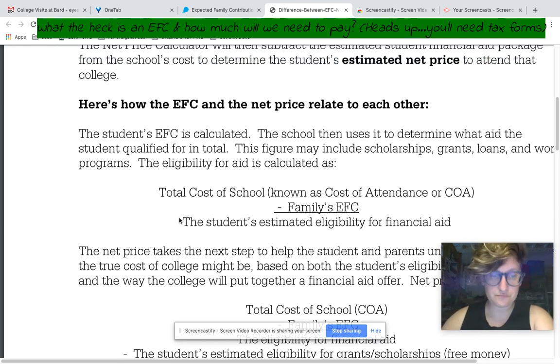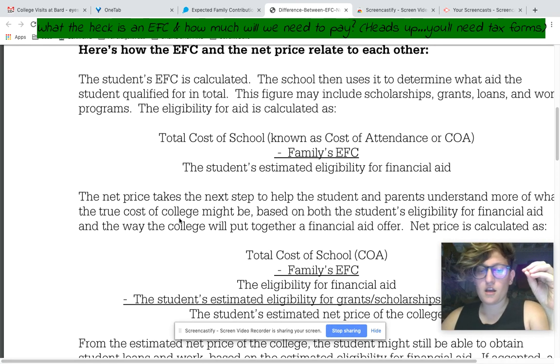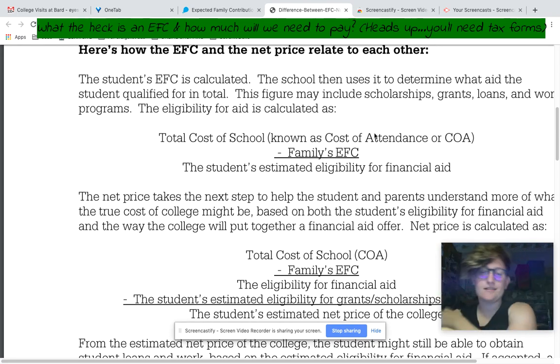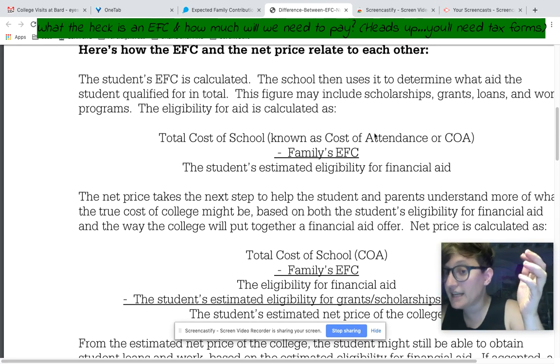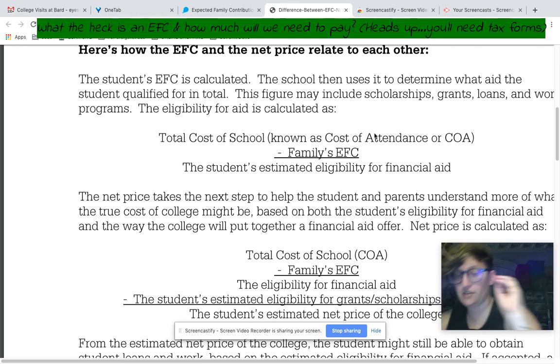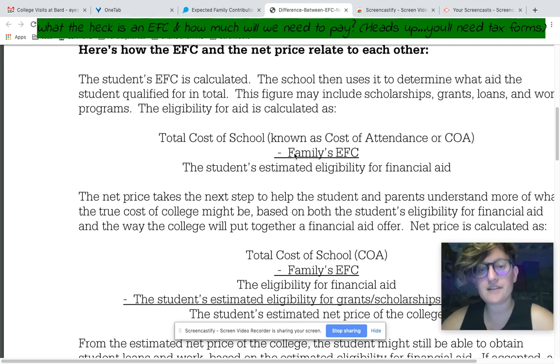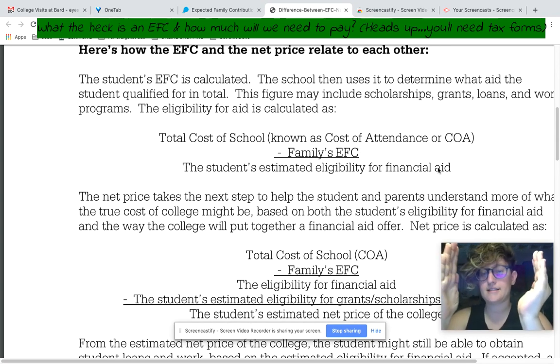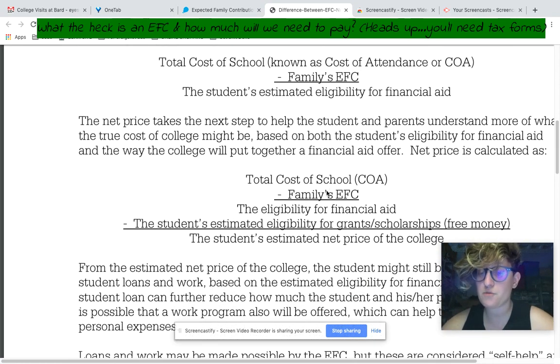So for example, let's say the total cost of attendance is 50 grand. We know college can cost anywhere between like 10,000 and 70,000. Let's say 50 grand for a private college. So the family's EFC, we're going to see what it might be, but let's say, for example, it's $10,000. That's what the college and the federal government have determined the student can contribute towards a college education. What is the student's eligibility for financial aid? 50,000 minus 10,000 equals 40,000. So that's how much they might be eligible for in financial aid.